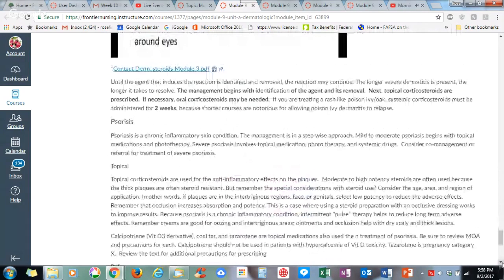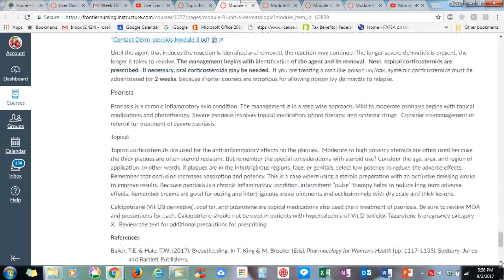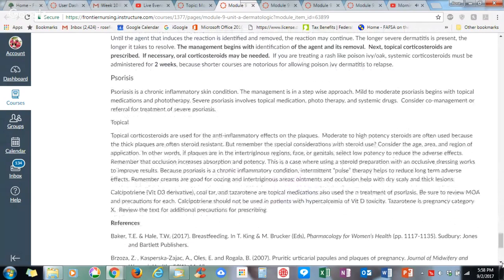Until the agent that induces the reaction is identified and removed, the reaction may continue. The longer severe dermatitis is present, the longer it takes to resolve. The management begins with identification of the agent and its removal. Next, topical corticosteroids are prescribed. If necessary, oral corticosteroids may be needed. If you are treating a rash like poison ivy or oak, systemic corticosteroids may be administered for 2 weeks, because shorter courses are notorious for allowing poison ivy dermatitis to relapse.